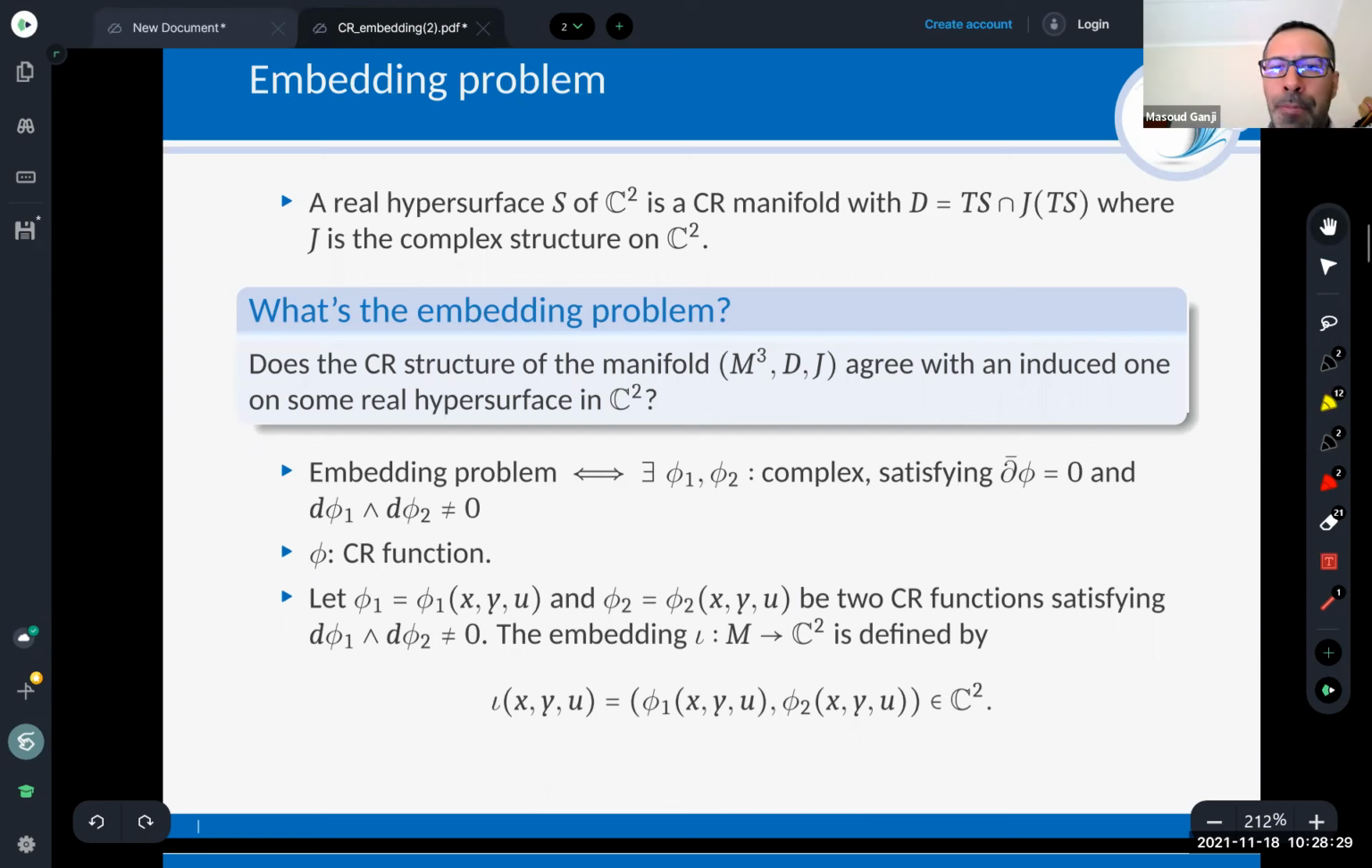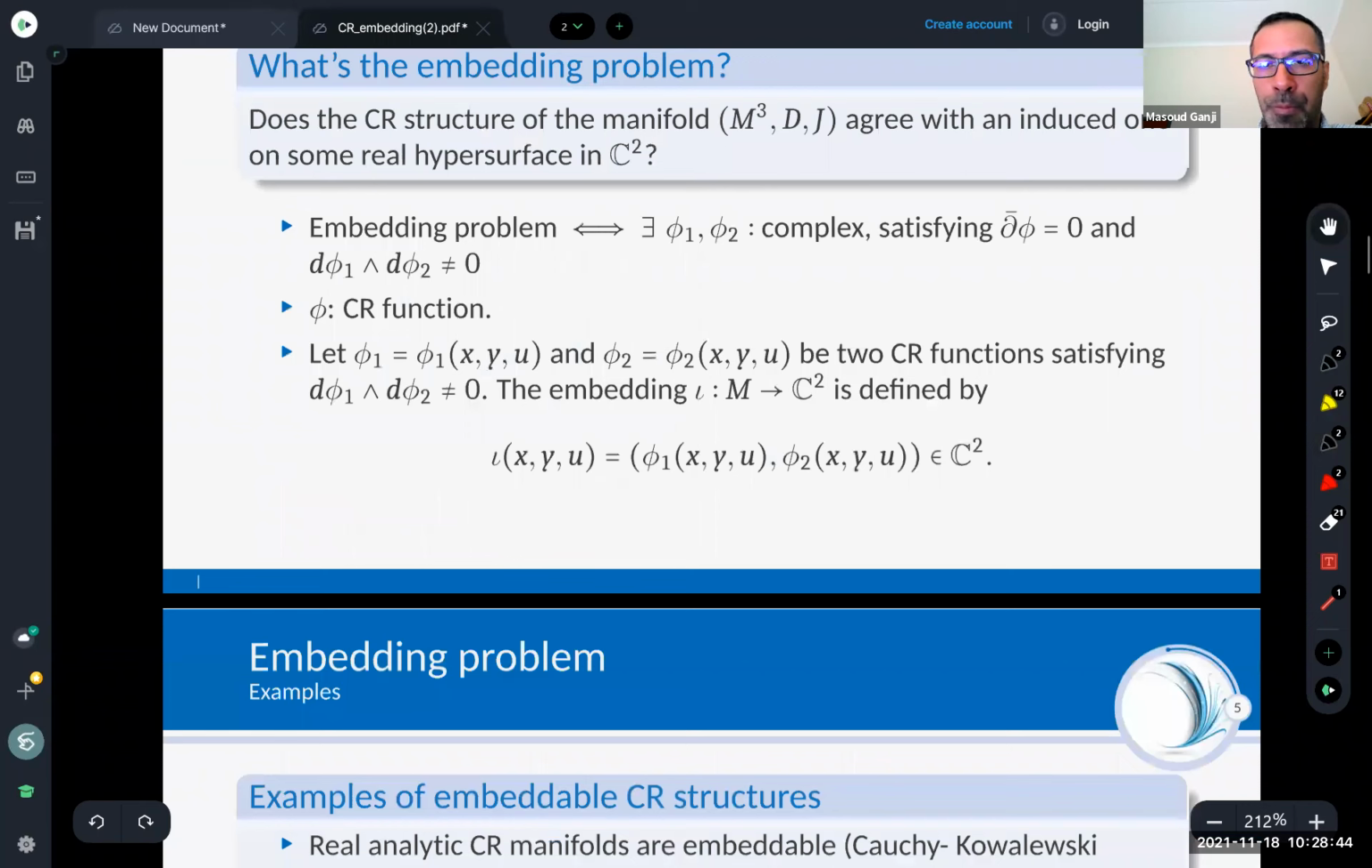So for the embedding problem, we always try to find two CR functions, phi1 and phi2, satisfying these two conditions. This is what we are doing in this talk, and also what we have done in that published paper.